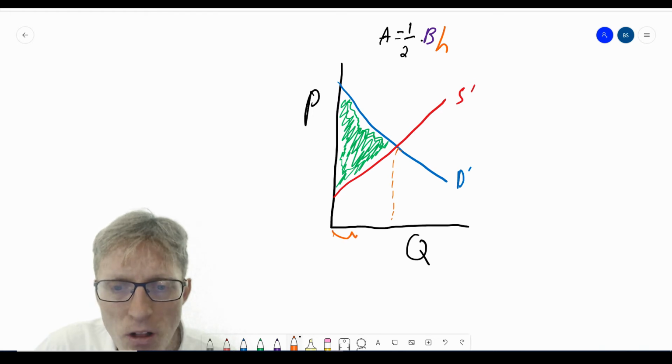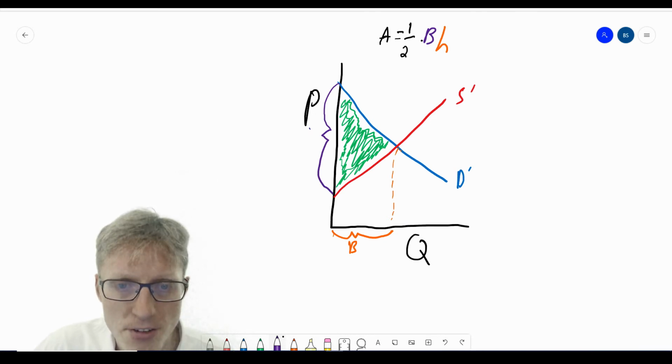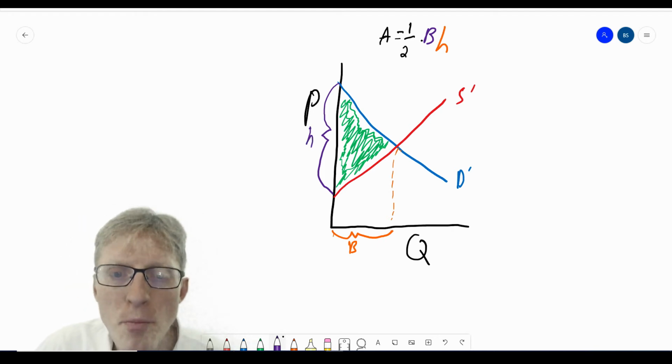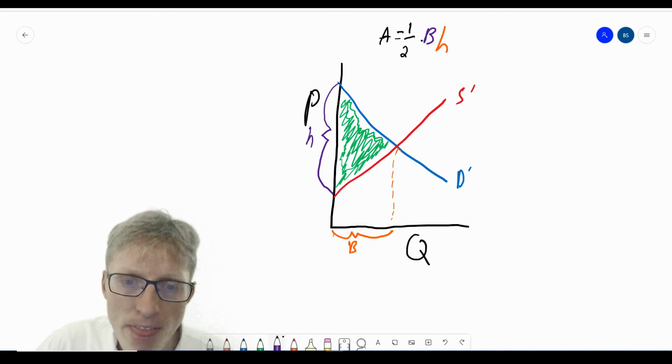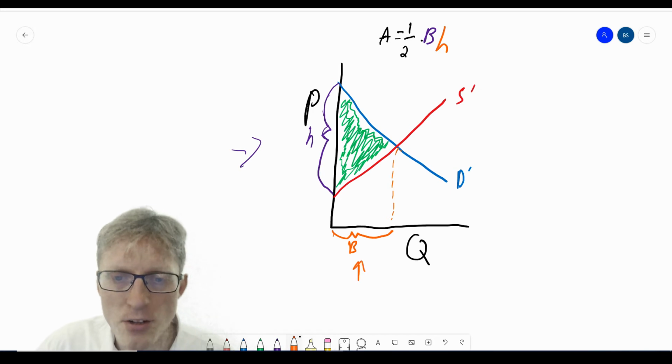We could call this the base of the triangle, and actually I reversed this. This is the height of the triangle. Colors are reversed, but it's the basic idea. Okay, so the point is we want to find this vertical distance illustrated by this purple part right here, and we want to find the horizontal distance of this triangle here.